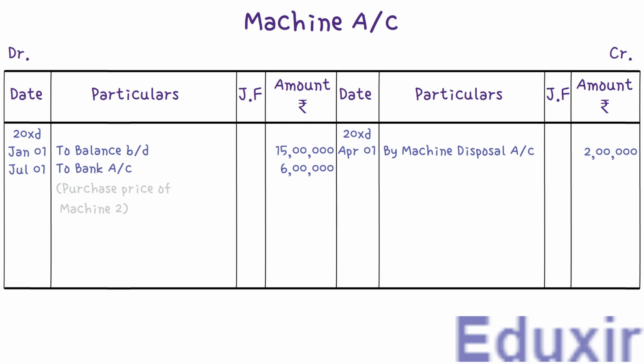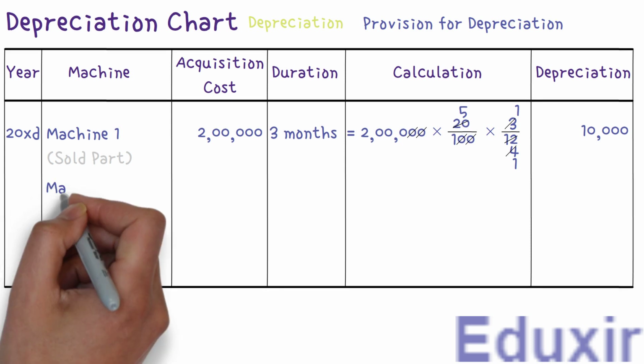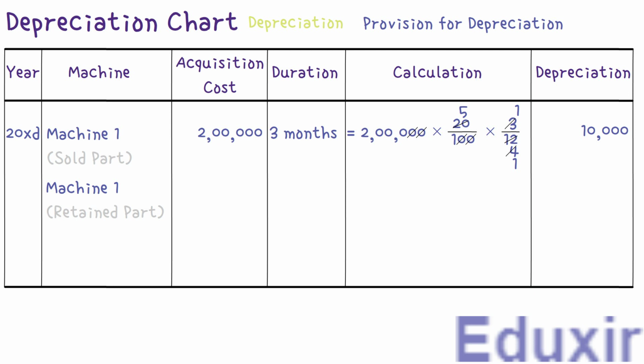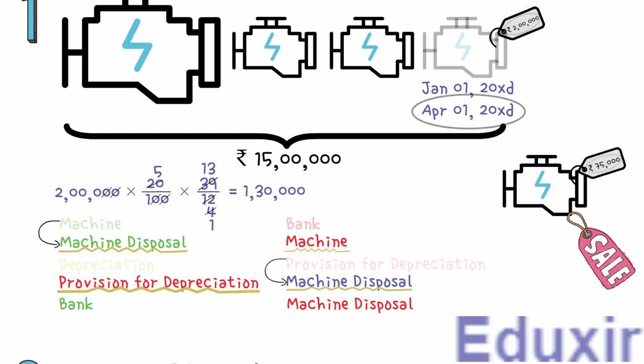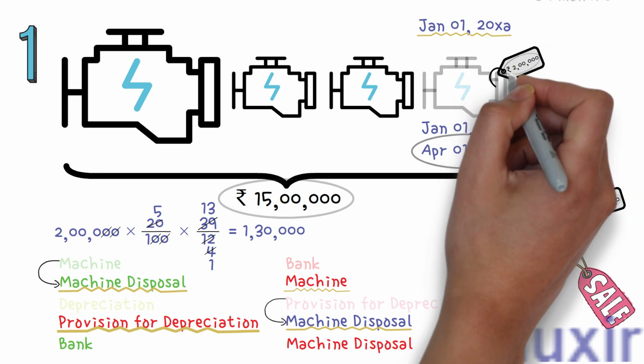Now, as there are no more transactions in this accounting period, let's proceed with the calculation of the depreciation at the end of the accounting period in the depreciation chart. Let's first write machine 1, which is retained by the business, in the machine column. Now, the total acquisition cost of all the machines is 15 lakh rupees. From these 15 lakhs worth of machines, we have sold out a machine worth 2 lakh rupees.